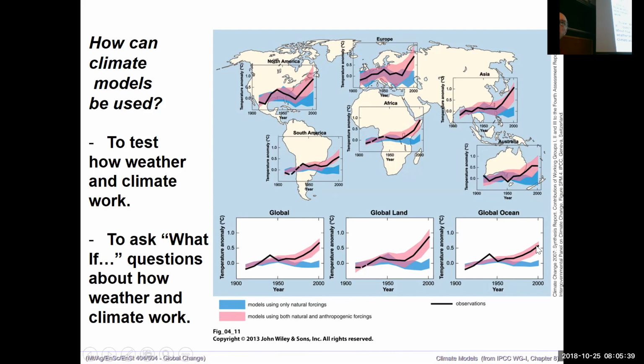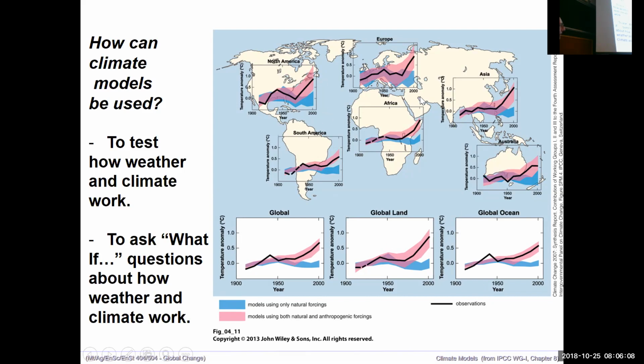And one of your classmates actually sent me an email question about this from the last lecture, asking about why the warming on land might be greater than the warming over the ocean. And let's just hold off on discussing that for now, but let's get back to it next week when we're all back together again.